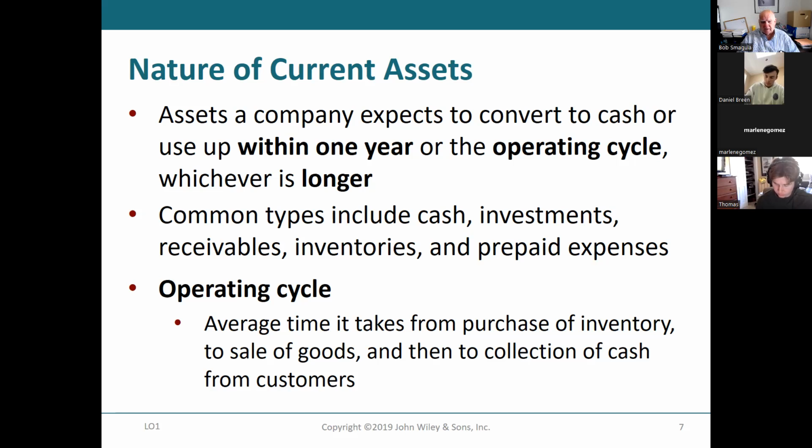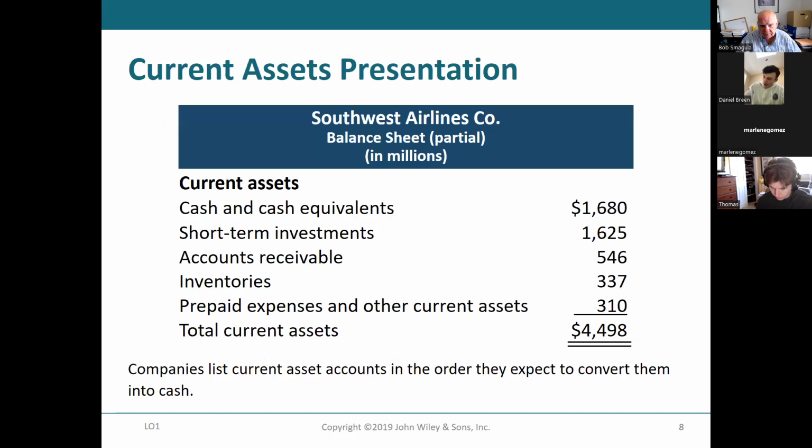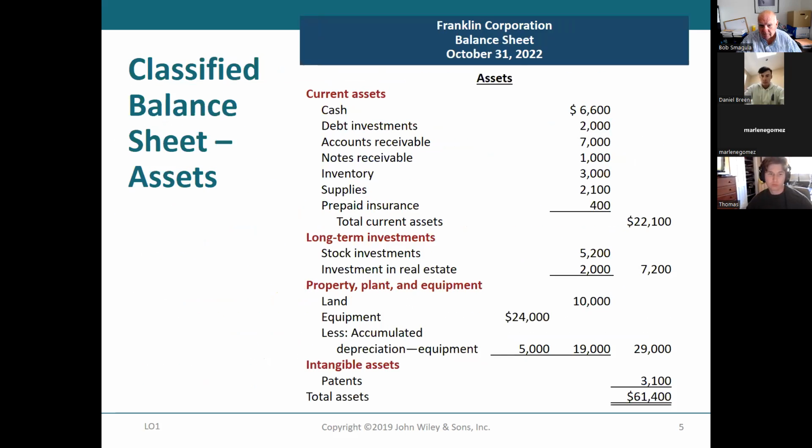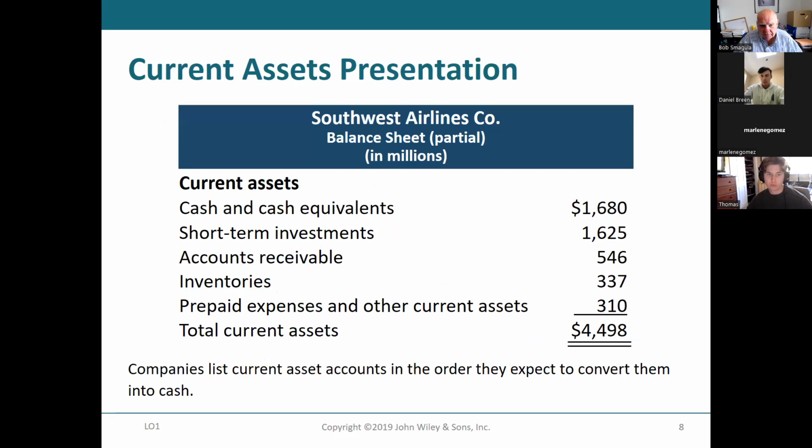And the operating cycle is typically the average time it takes to purchase your inventory and collect the cash. But we're going to work with that 1 year constraint. 1 year, current assets, current liabilities. And again, they're showing you the presentation. I don't know if these are the same numbers as before, but no, they're different numbers, but that's okay. They're showing us Southwest Airlines.